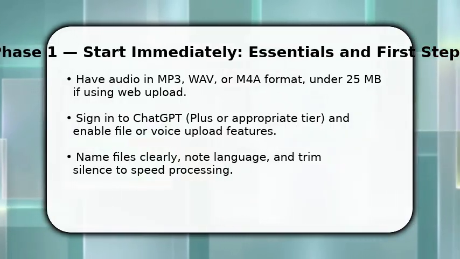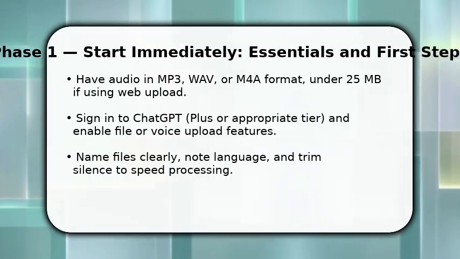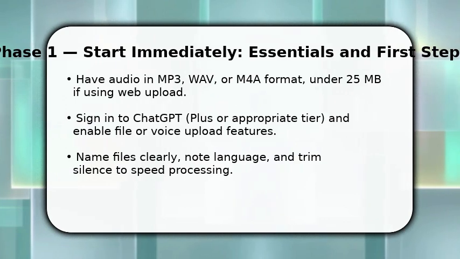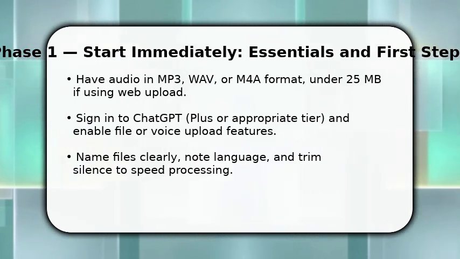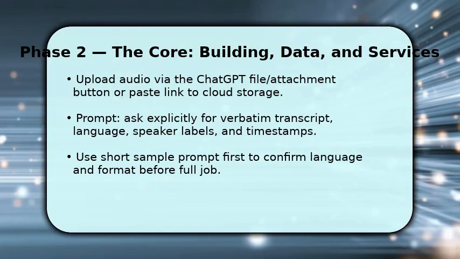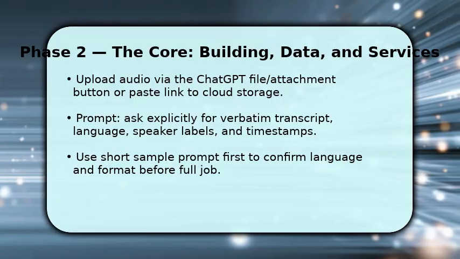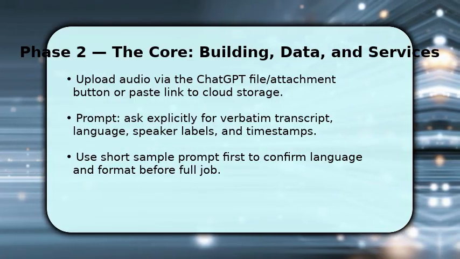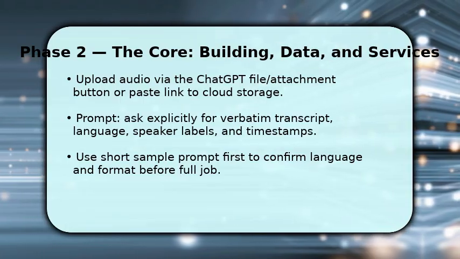Now, rename the file with a short descriptive title and the language tag, so the model recognizes context immediately and avoids guessing. Next, you upload the file directly into the chat and provide a clear instruction. Tell ChatGPT, "Transcribe this audio verbatim, language English, include speaker labels and timestamps every minute."